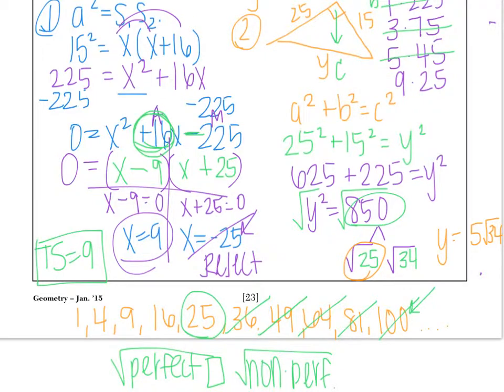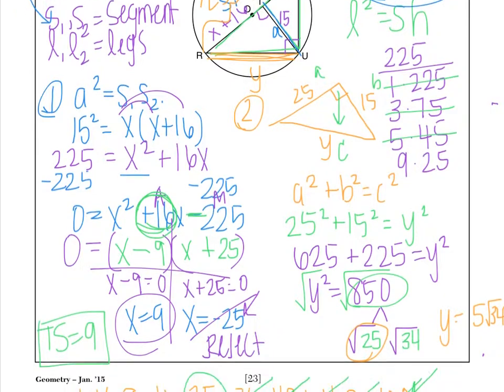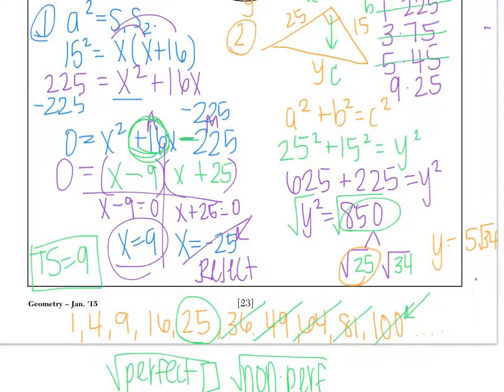So because we chose to call RU y, we now have our answer. RU equals 5 square root 34. So final answers, we have TS equals 9 and RU equals 5 square root 34.